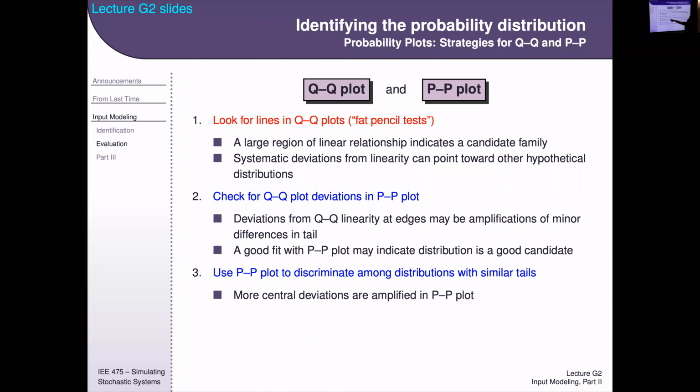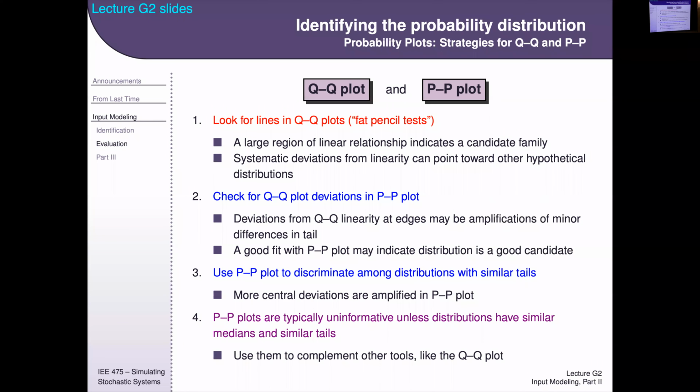Then you check for QQ plot deviations in the PP plot. If your QQ plot looks pretty good, but you're not quite sure, there's a little bit of hairiness at the edge, at that point, it's a good idea to check the PP plot. And if the PP plot also shows you everything falls right on the line, then you're pretty much okay. The PP plot is a good way to discriminate among things that are similar in the QQ plot, or give you a little extra confidence if there's just a little bit of hairiness in the QQ plot. And as I was saying before, you don't ever start with the PP plot because PP plots really need things to be pretty close even for you to get started with them.